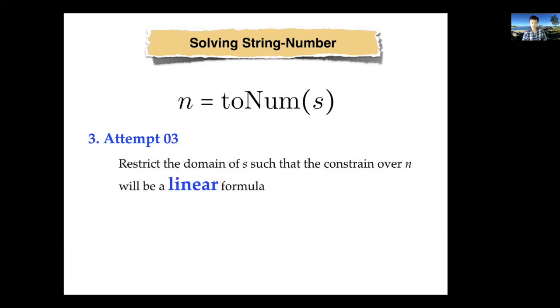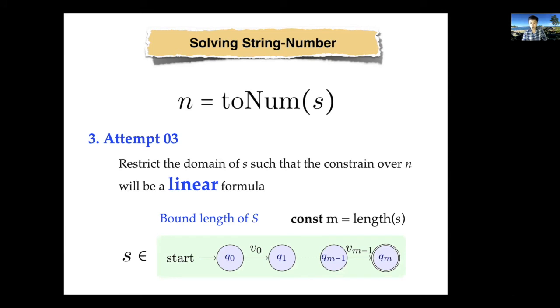Now we realize that we have to limit the domain of S so that the constraint over variable N will be some linear formula. How can we do that? One of the ways is to bound the length of variable S. Let's say M is the length of S, where M is some constant number, which can be anything like 1, 2, 3, 4, 5.